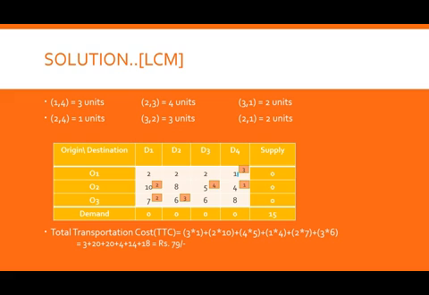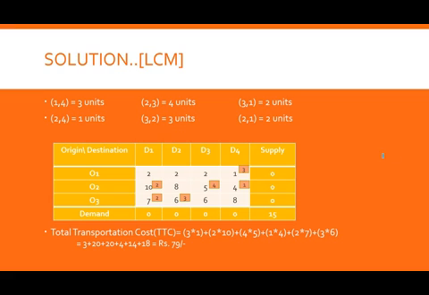So I'll get 3 into 1 plus 2 into 10 plus 4 into 5 plus 1 into 4 plus 2 into 7 plus 3 into 6. Which gives you 3 into 1 is 3, 2 into 10 is 20, 4 into 5 is 20, 1 into 4 is 4, 2 into 7 is 14, 3 into 6 is 18. So I get a total transportation cost of 79 units.